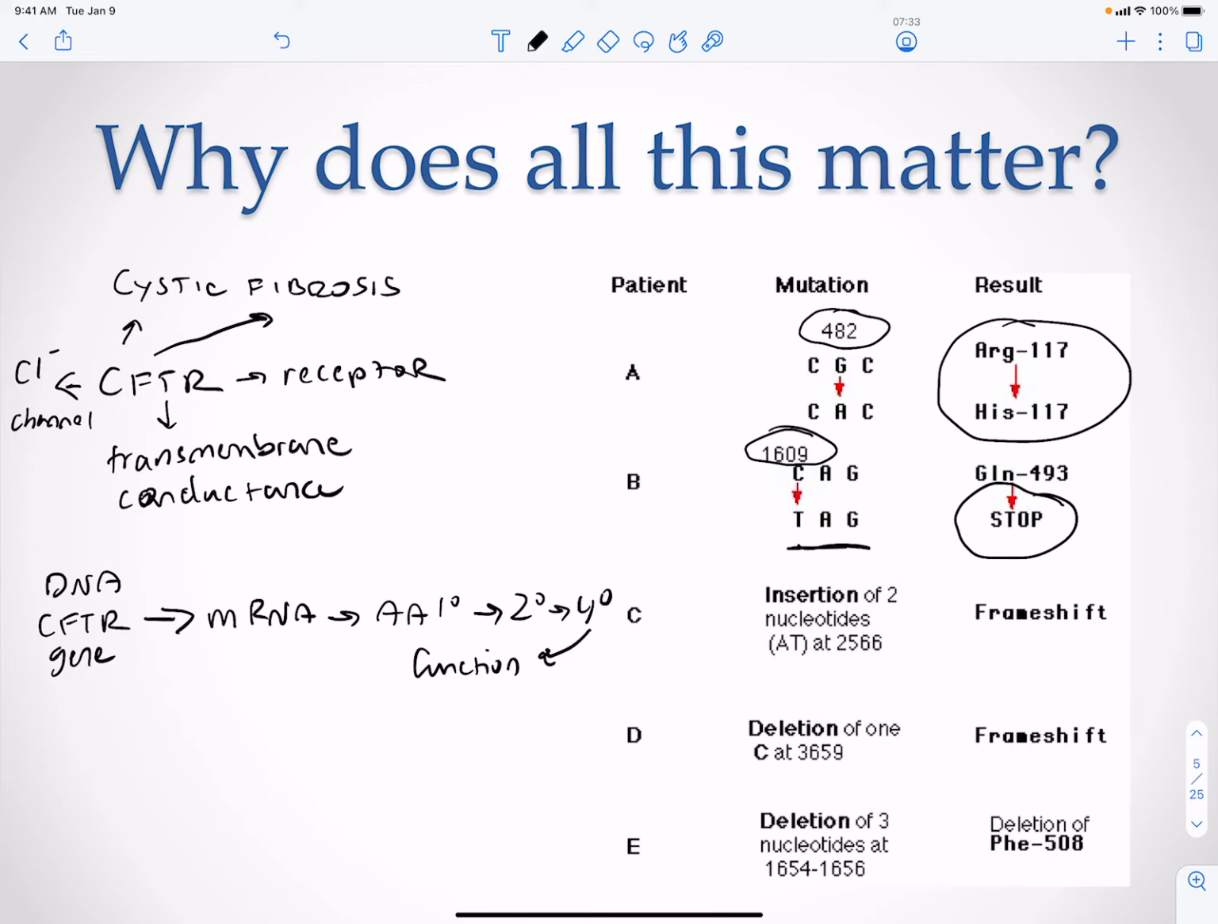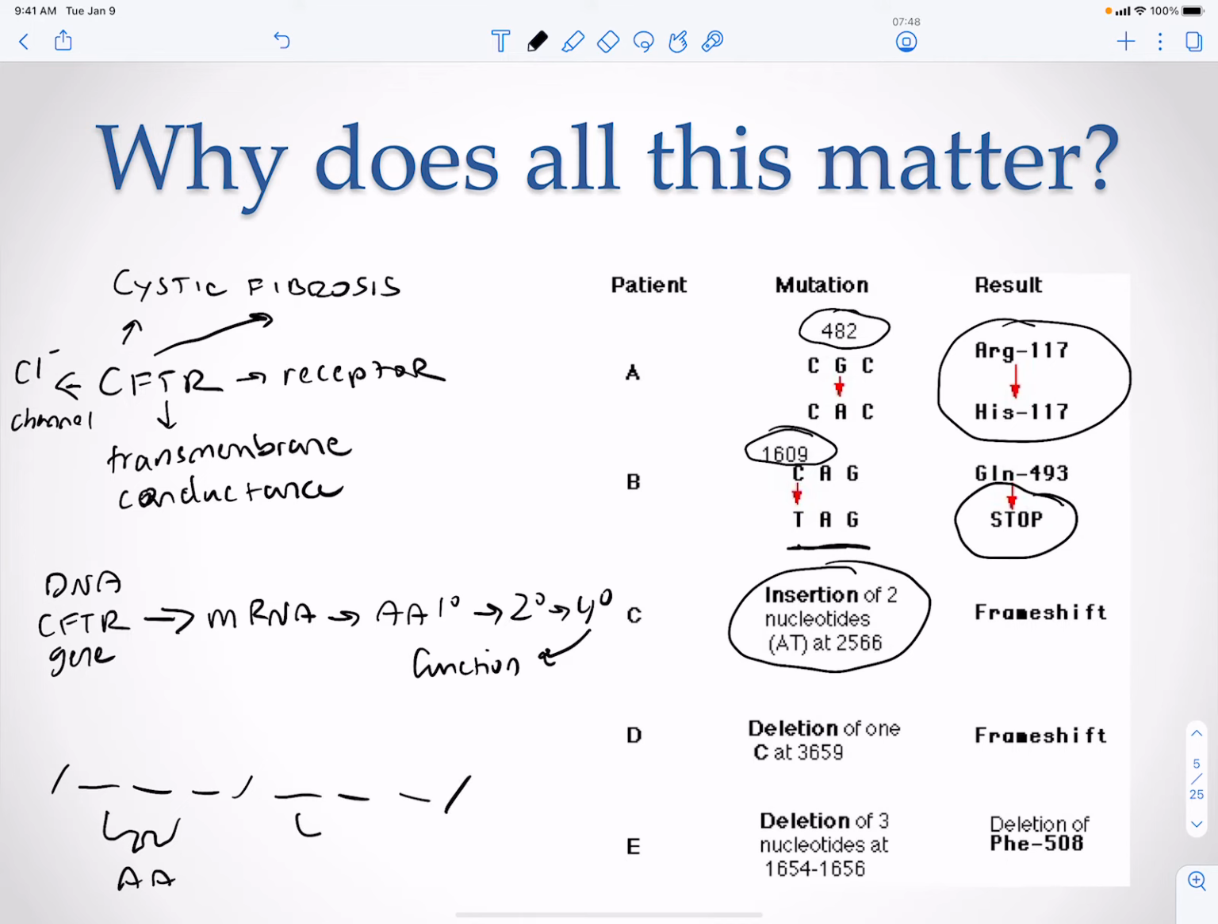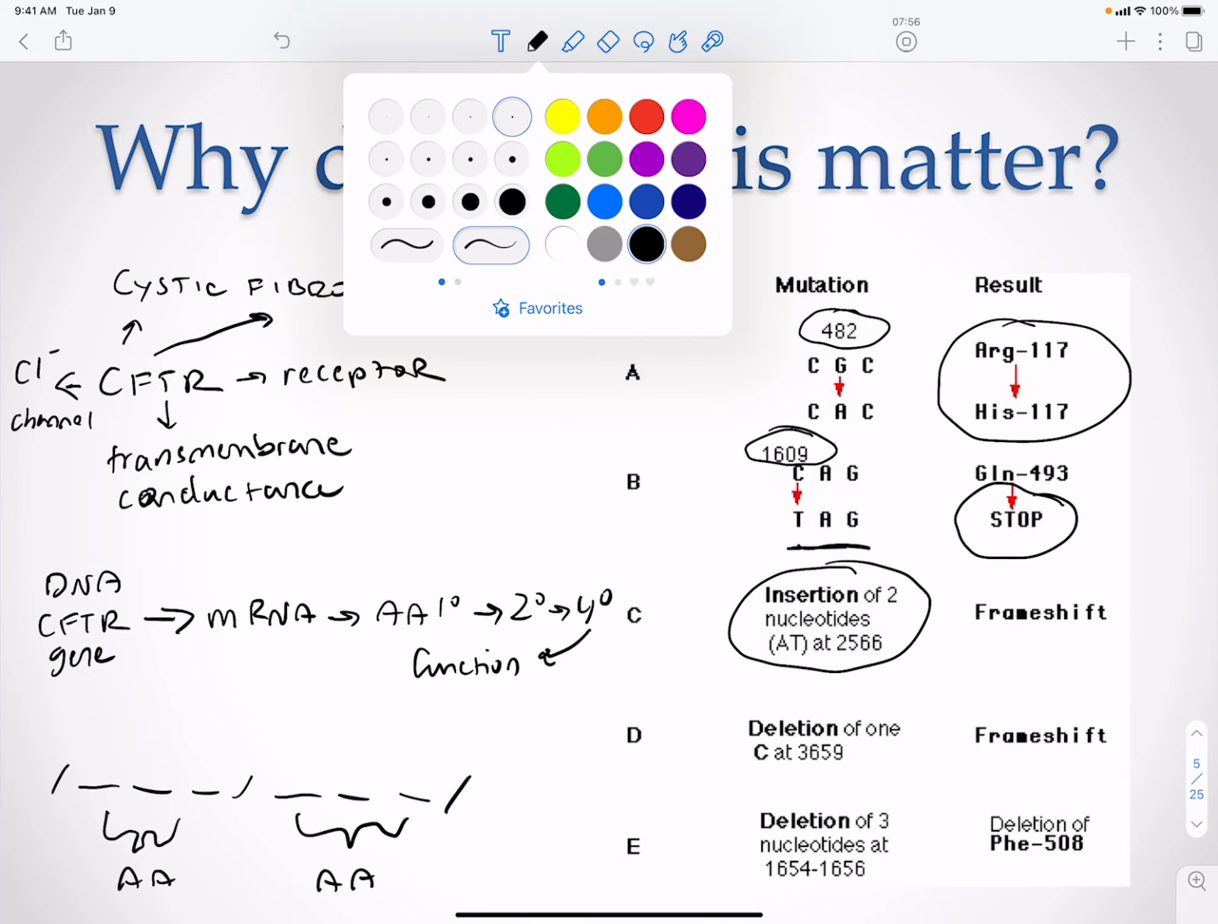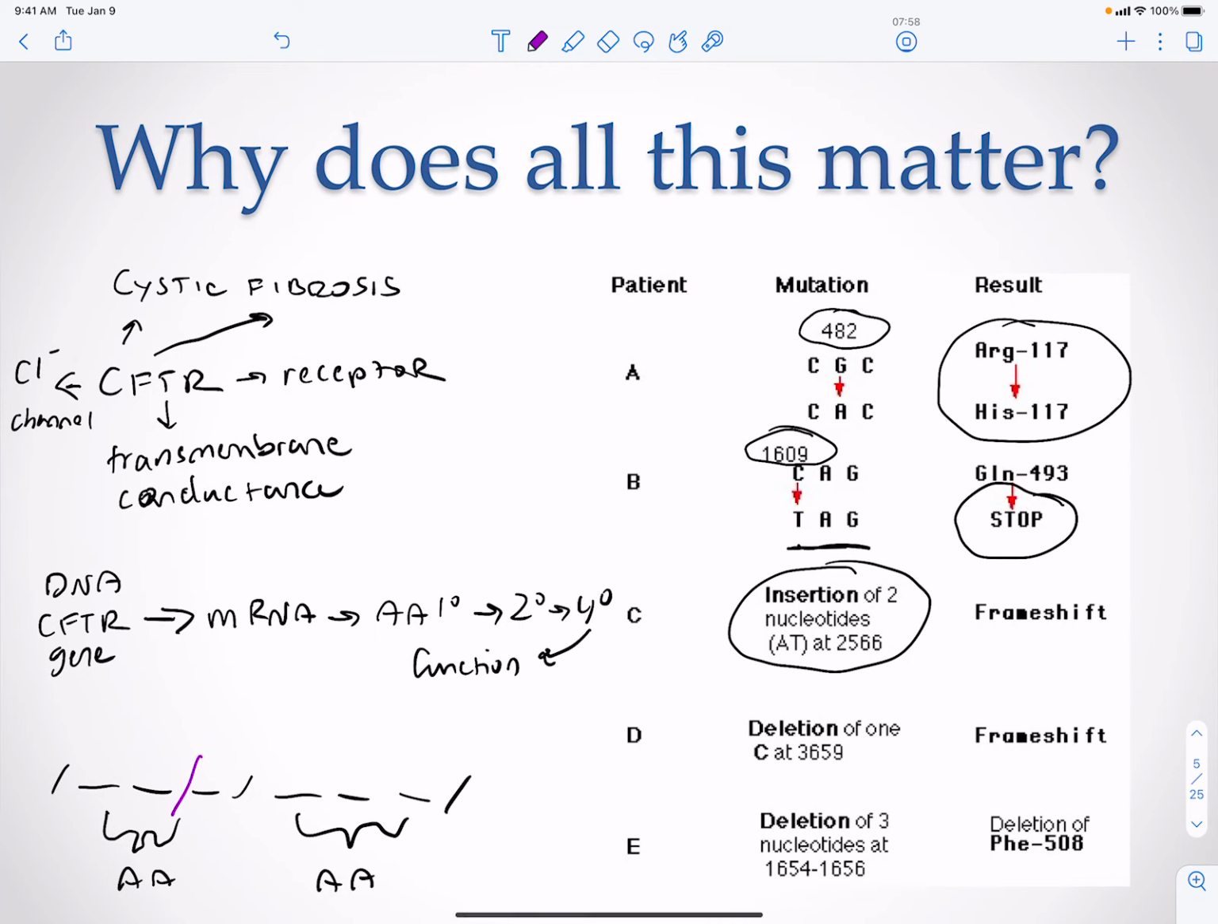In another patient, you have an insertion of 2 nucleotides. And remember, our genes are read in threes. So you have 3, and this will give you an amino acid, and then you have 3, and this will give you another amino acid. If you shift this by 2, so now instead of this black, you have this purple shift, this purple is going to give you a different amino acid. The whole protein shifts, and this is referred to as a frame shift.